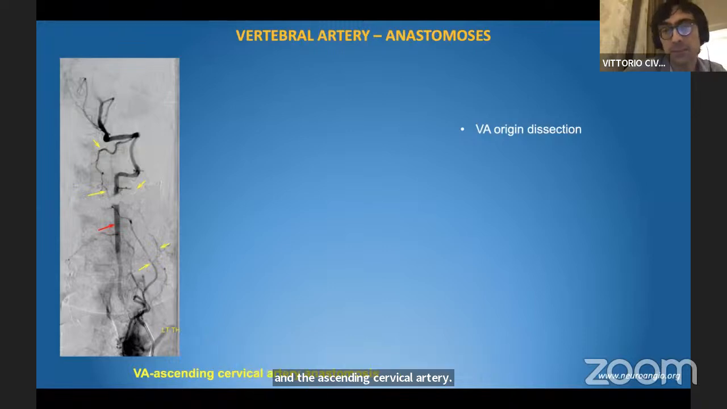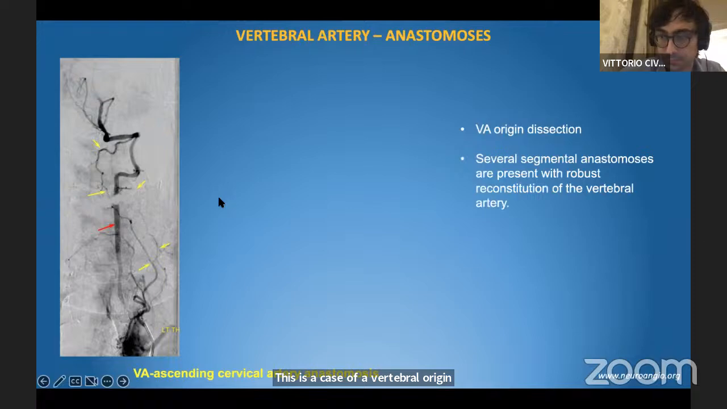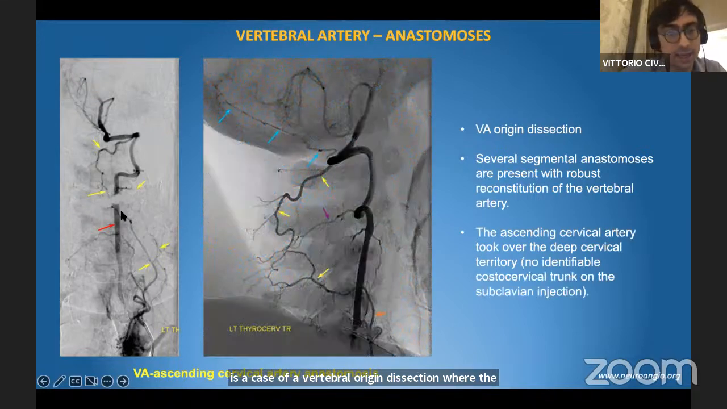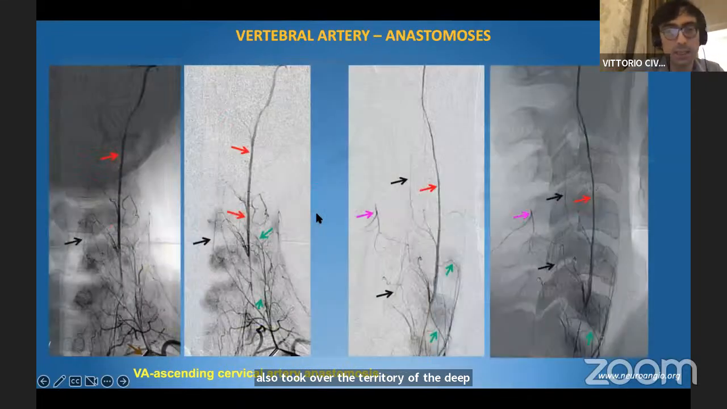This is a case of a vertebral origin dissection where the ascending cervical arteries allowed reconstitution of the vertebral artery, and also took over the territory of the deep cervical territory that was hypoplastic.